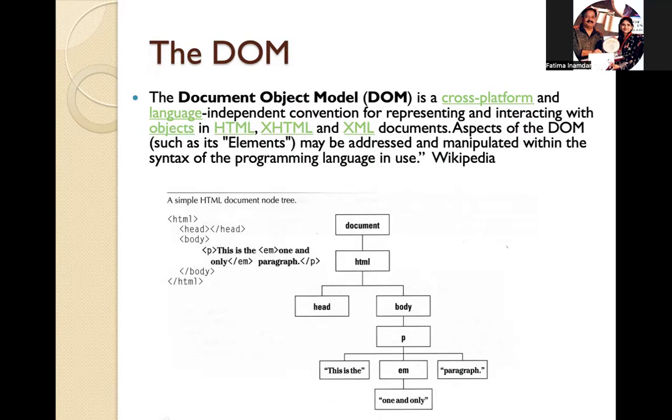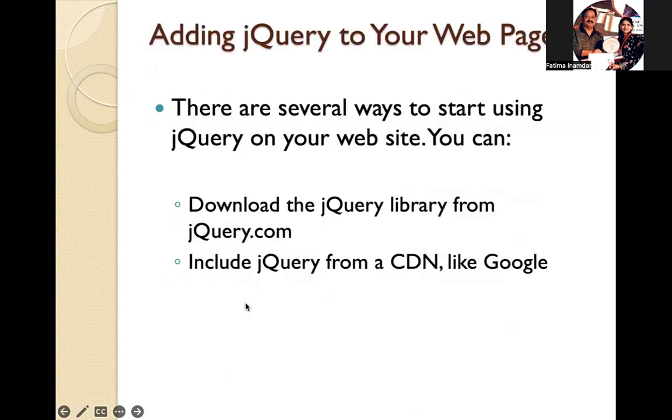So here, the simplest way is to consider the node tree. In that we have the document, then HTML. In the HTML we have head and body. In the body we have a paragraph, and we use that in the body clause and HTML clause. Adding jQuery to your web page, we have to consider two approaches, which are to be considered here.